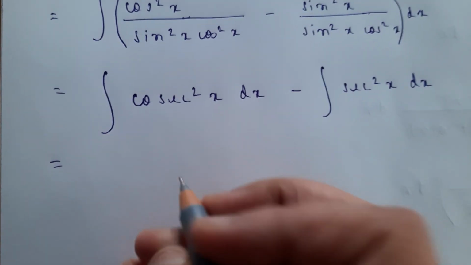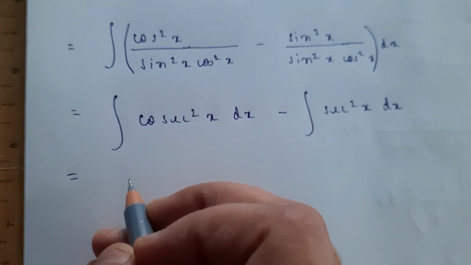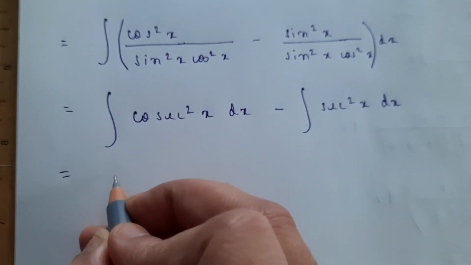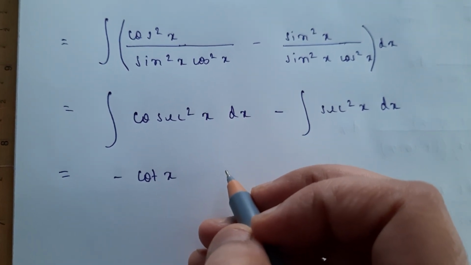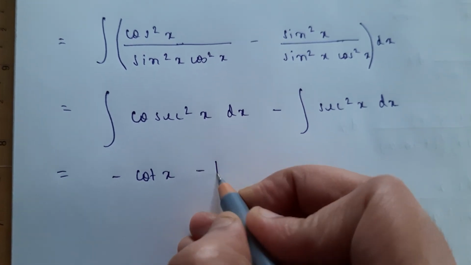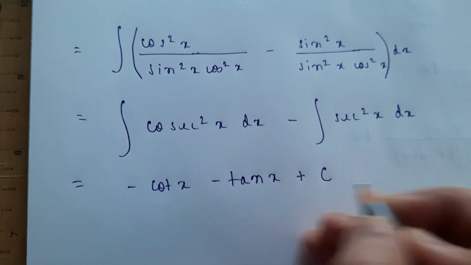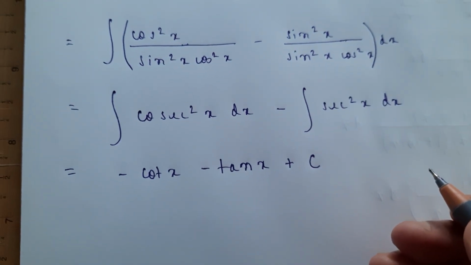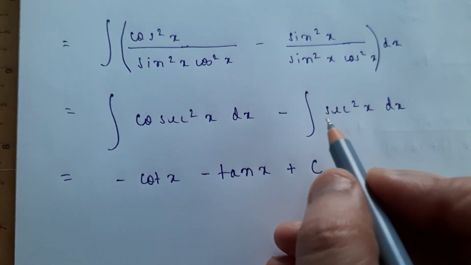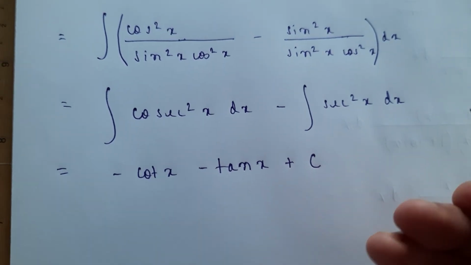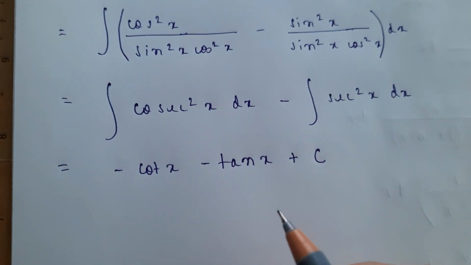And now it is all about the integration formula that we have to apply, right? What is integration of cosec square x dx? Nothing but minus cot x. What is integration of sec square x dx? Sorry, integration of sec square x dx is plus tan x, and there is a minus sign here. That is why we put a minus here. Okay.